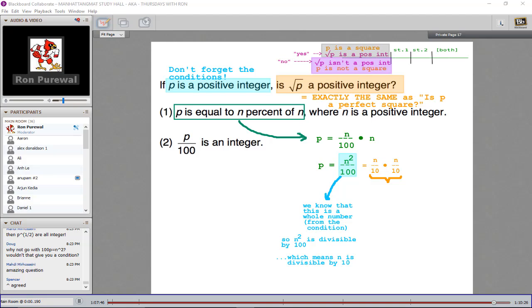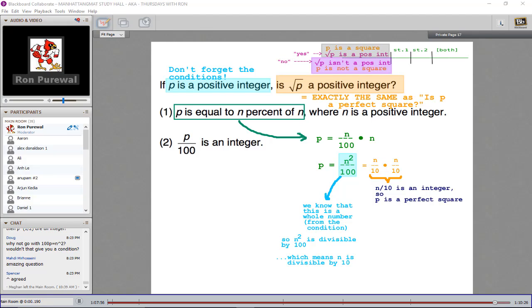The square of an integer. So this is a perfect square. How about that, sufficient? It's pretty neat. So statement 1 is sufficient.